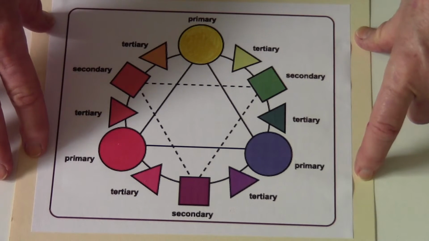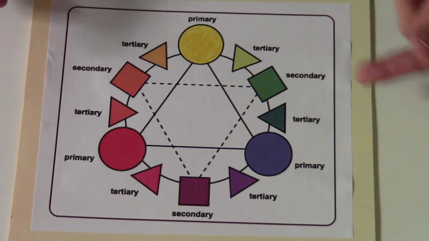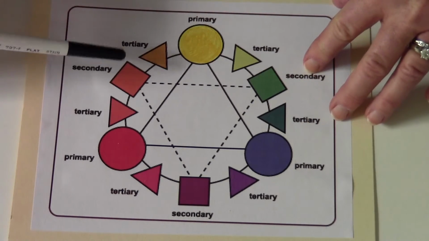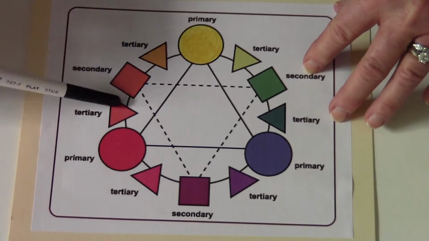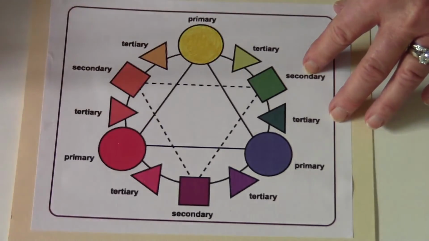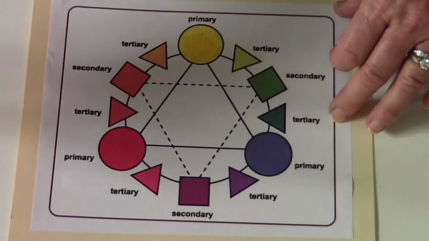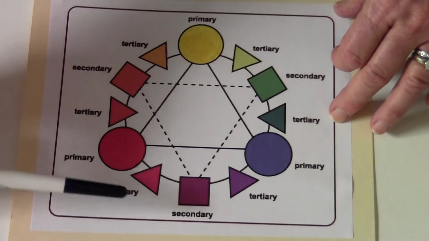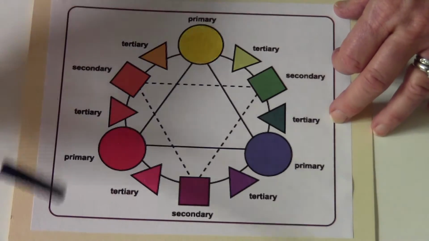So we're going to be talking about analogous colors. That's one of the color schemes that you can see on a color wheel. And analogous colors are basically next door neighbors on the color wheel. They are side by side. And for our purposes, we're going to be talking about analogous colors that involve three specific colors: a primary, a secondary, and then a tertiary, which is also sometimes called an intermediate.